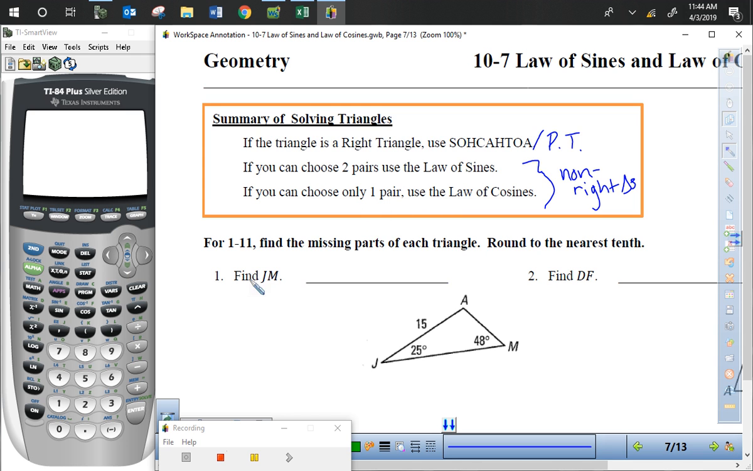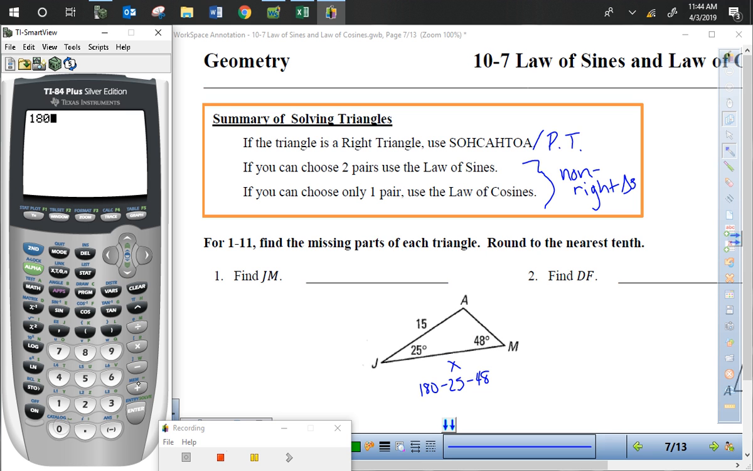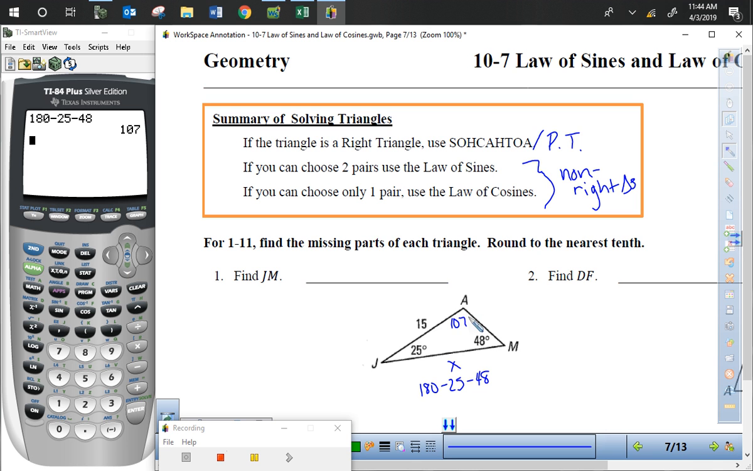So we're going to start out on number 1. It says find JM. So JM in our picture gets our X. And we're going to go through these questions. First, we'd have to decide if it's a right triangle. Well, we were only given 2 of the angles. We want to make sure that this is not a right or a 90-degree angle. Remember, we take 180 and subtract the other 2, minus 25, minus 48, for 107 degrees. That makes it not a right triangle.